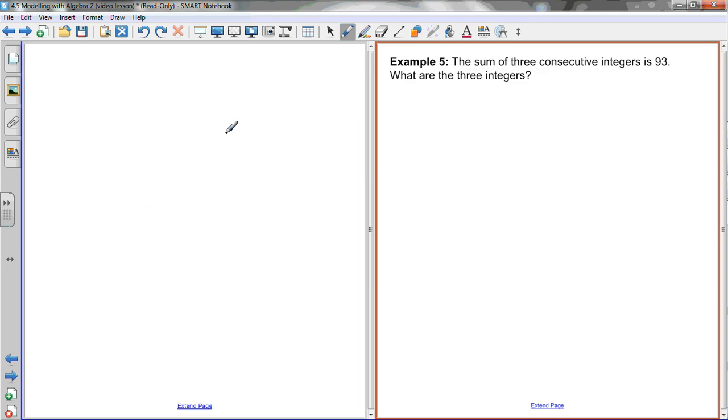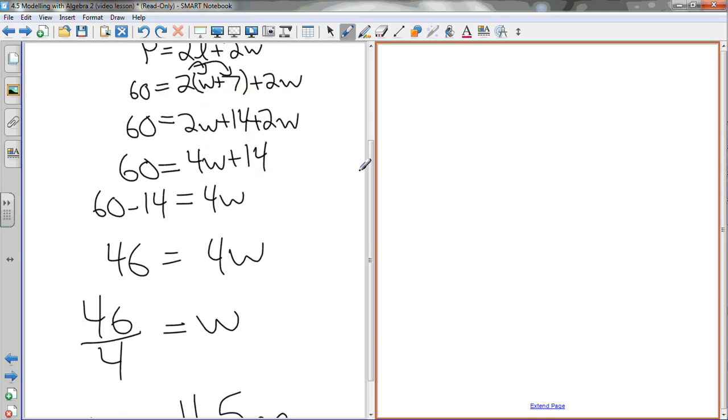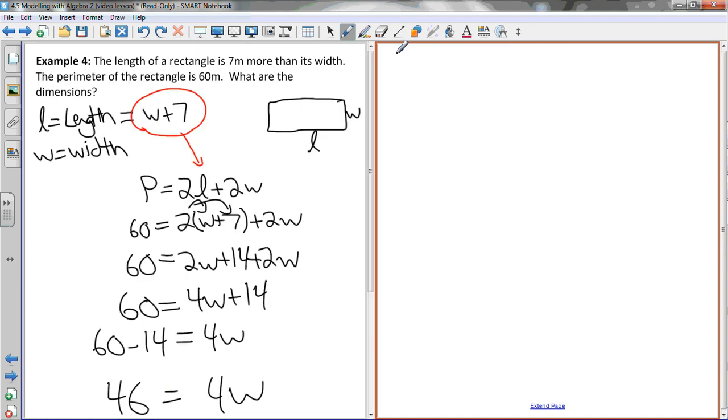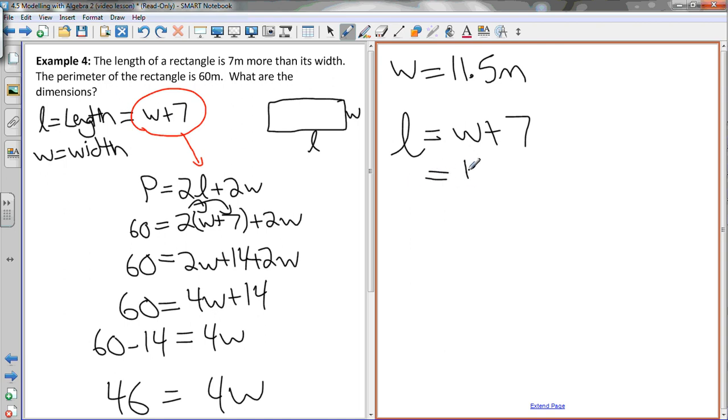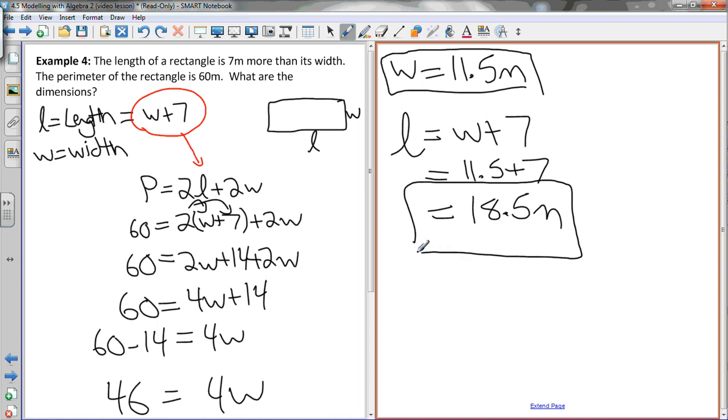So on this side over here, I determined that the width is 11.5. So I figured out width equals 11.5 meters, and I know length equals width plus 7. That's what it tells me here. Length is width plus 7. So I know length is equal to 11.5 plus 7, so the length is 18.5 meters. So I have my dimensions. My width is 11.5 meters. My length is 18.5 meters. So those are the dimensions of my rectangle. Good, so I've answered my question. I've answered the question, what are the dimensions?